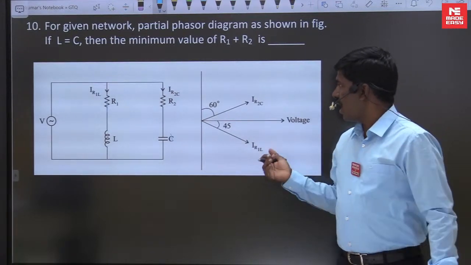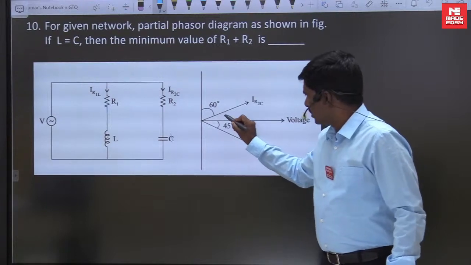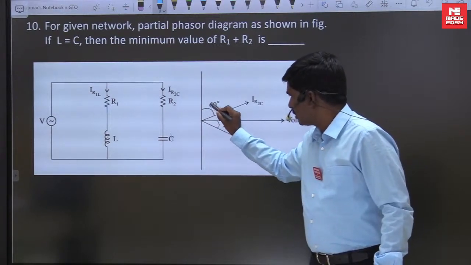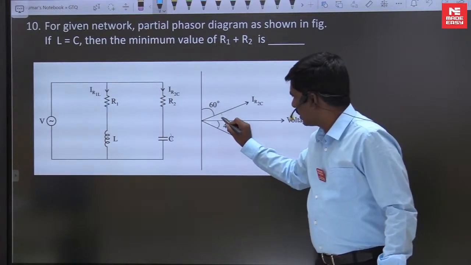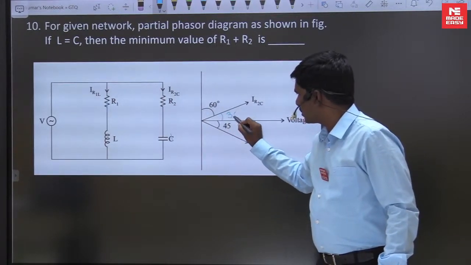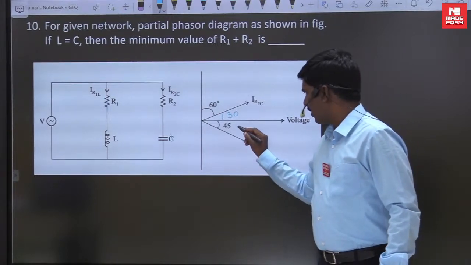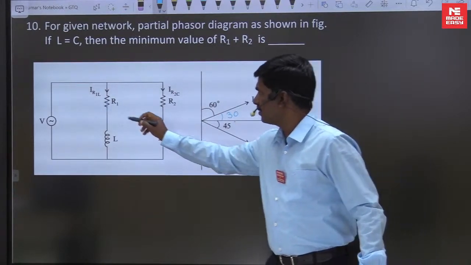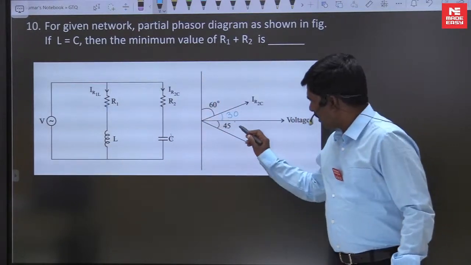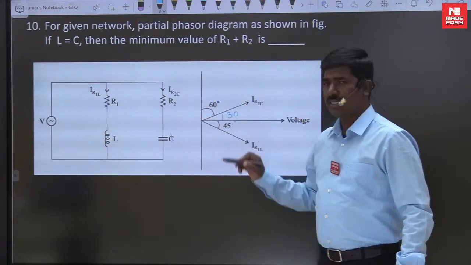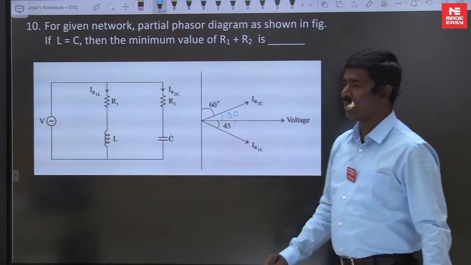So what is the angle for the RC circuit from this diagram? How much is it leading here? 60 degrees from here means the total is 90 degrees, or not? So this is 30 degrees. The 45 degrees is lagging by the RL circuit. How to find this 30 degrees?